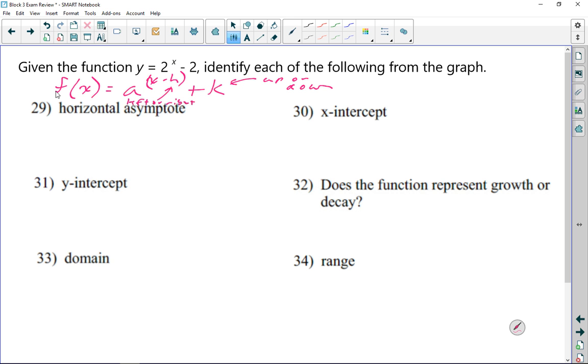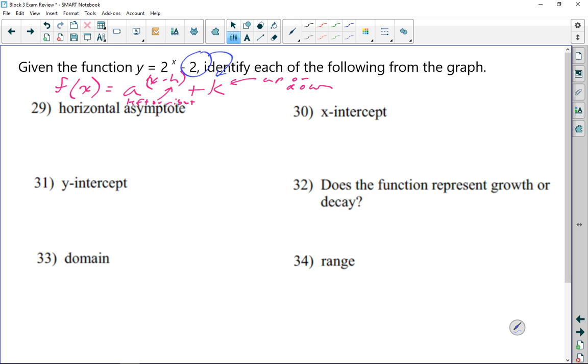You guys remember that? Okay, so if I'm looking at this, is it going to have a horizontal shift? Left or right? No. Okay, is it going to have a shift up or down? Yes. How much? Going to go down 2, so that's going to be my k. Everybody clear on that?